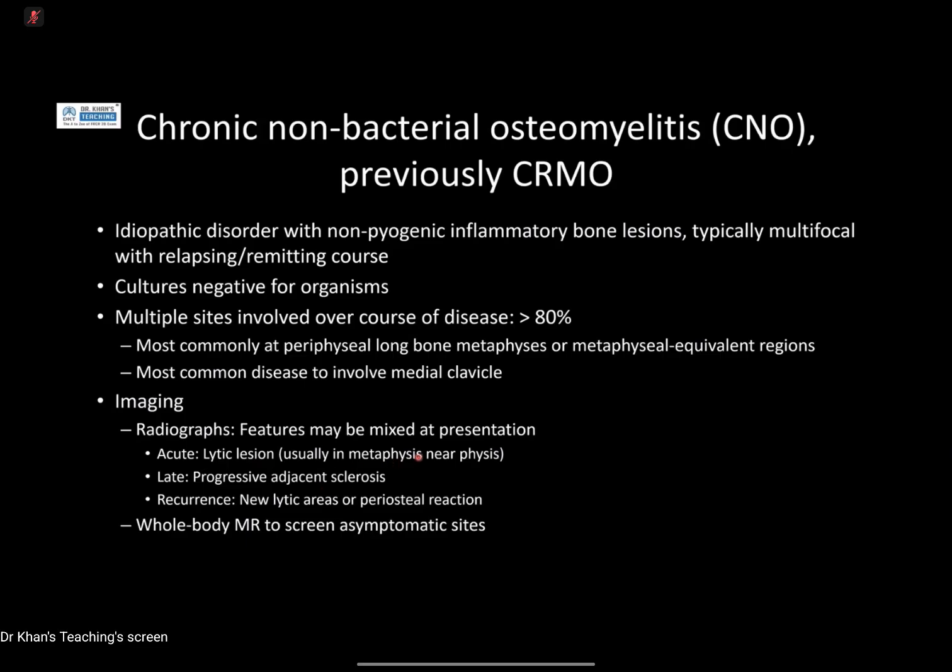And of course, like anything, when it's acute, it can be lytic, and then later as it starts to heal, you get that adjacent sclerosis, and if it comes back again, you can have new lytic areas. So it's a waxing, waning course of disease, and you use the whole body MR to screen. And if you've got multifocal disease, then it's more likely to be CRMO.